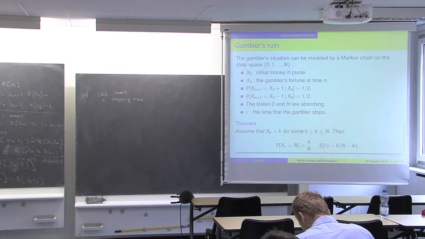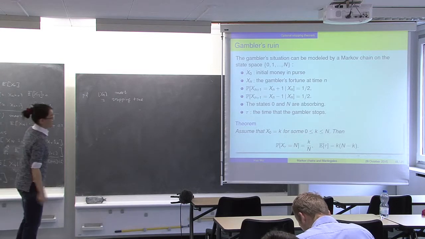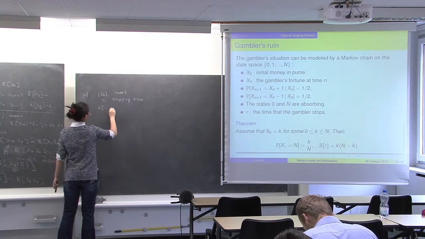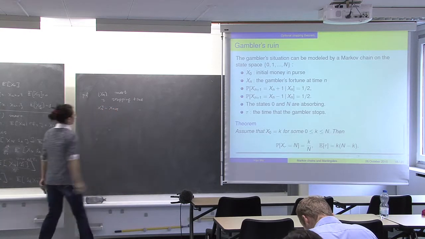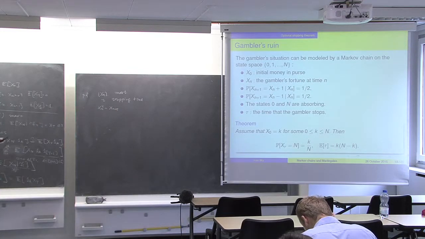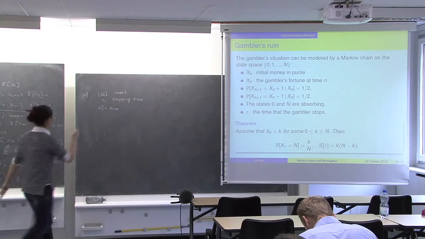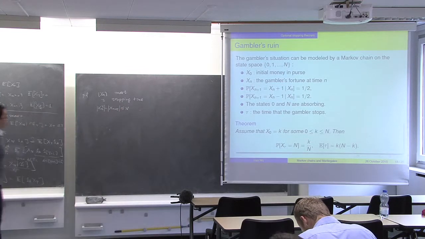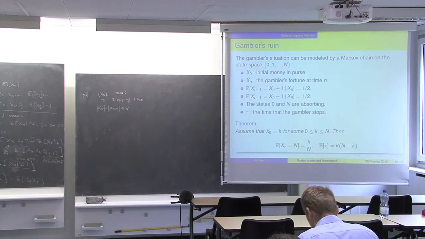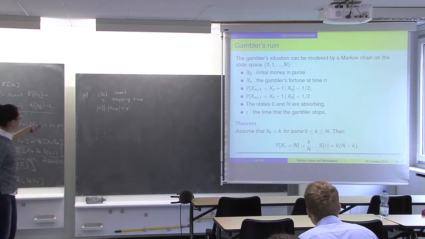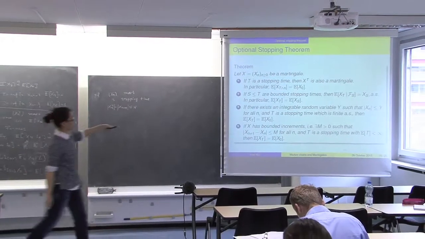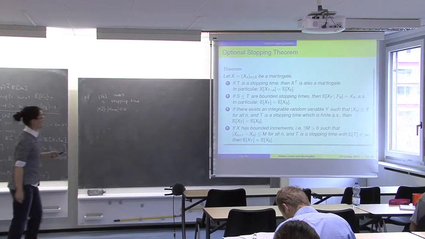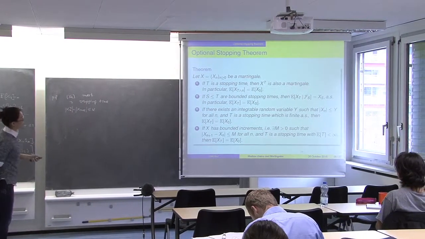Since it is a martingale and tau is a stopping time, we can see that the truncated process is bounded, because we stop it when it's zero or big N. So this is bounded. And since it is bounded, we can use the dominated convergence theorem, so we can apply the third item here.